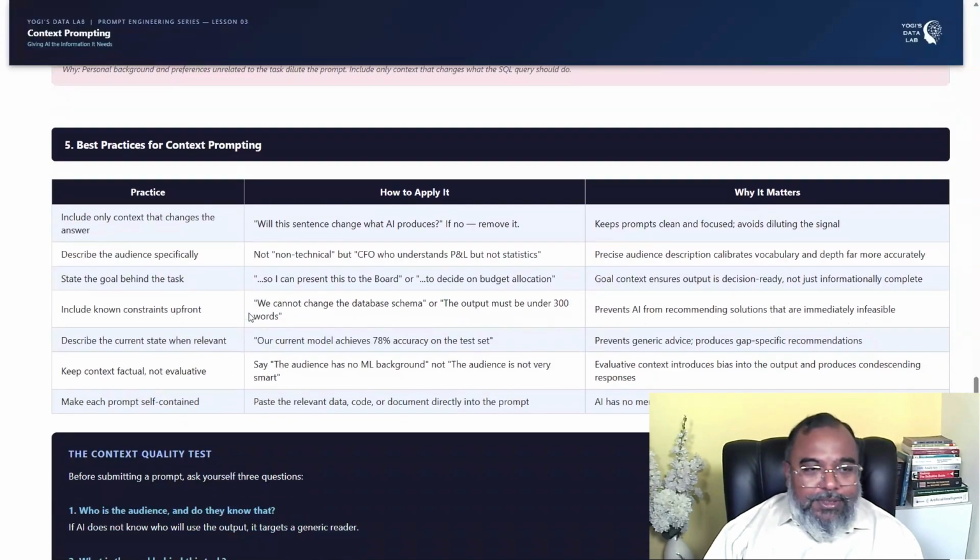Now, some of the best practices in context prompting are: include only context that changes the answer. Describe the audience specifically. State the goal behind the task. Include known constraints upfront. Describe the current state when relevant. Keep context factual, not evaluative, and make each prompt self contained. This is significantly going to help you in building better prompts.